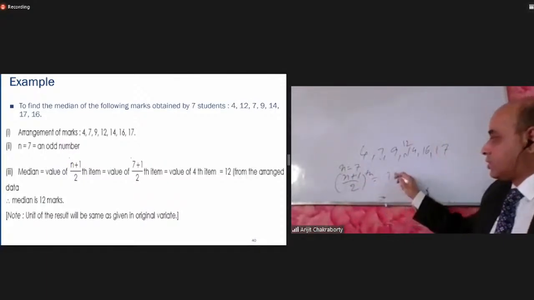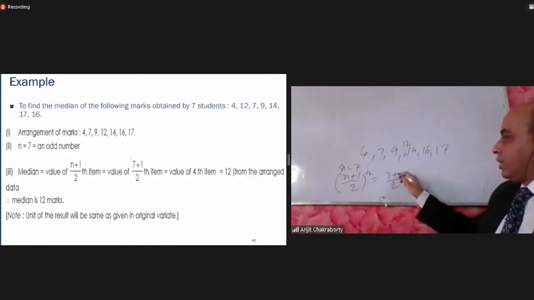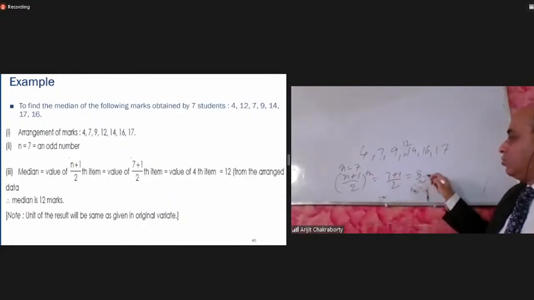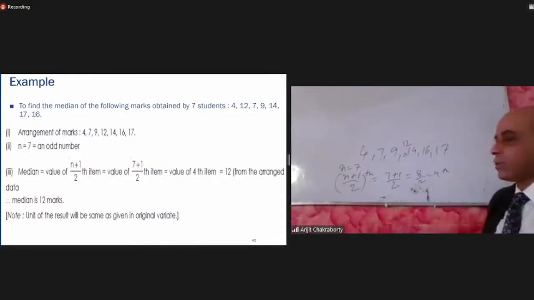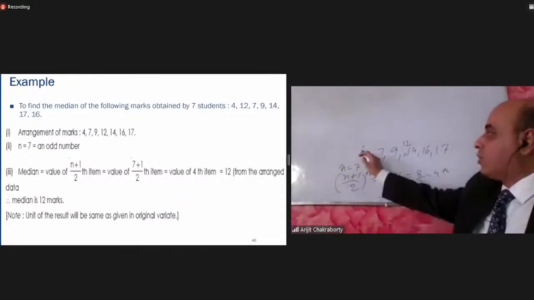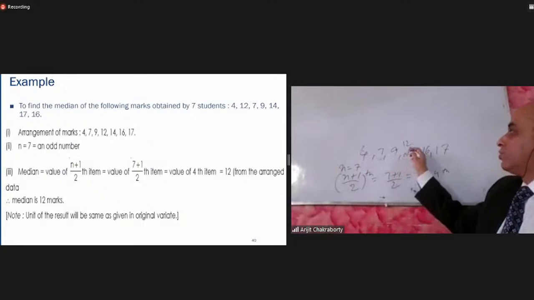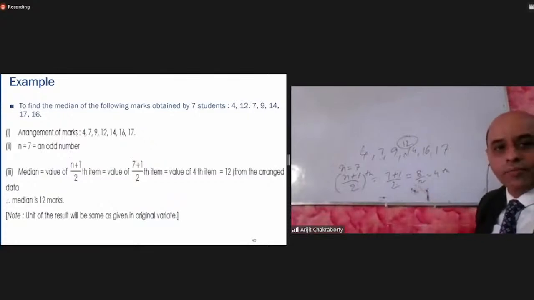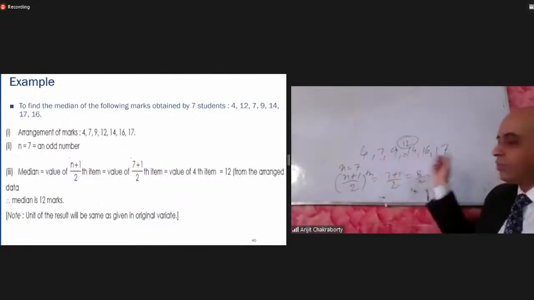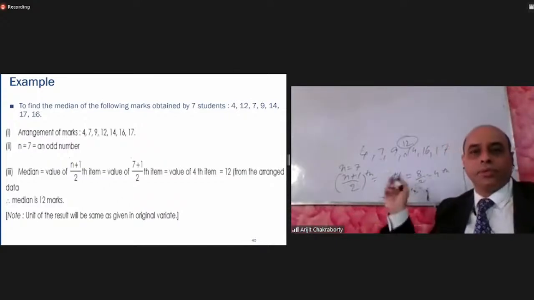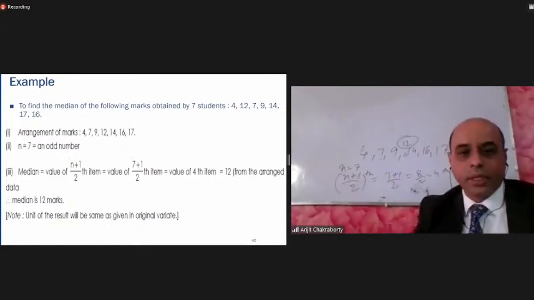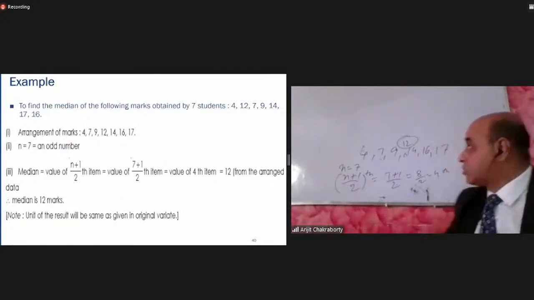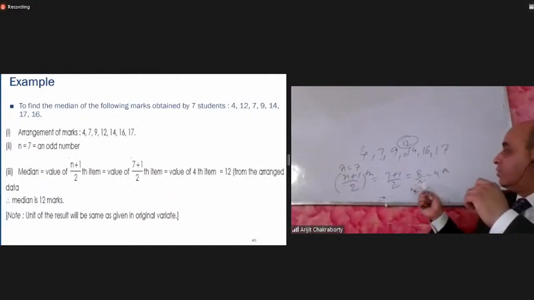N is 7. So 7 plus 1 by 2, that is 8 by 2, which means the 4th number. So first, second, third, fourth. The 4th number is the median. In this way we can calculate (n plus 1) by 2, in the case of observations which are given like this. Please note this number which I am getting, 8 by 2, is 4.